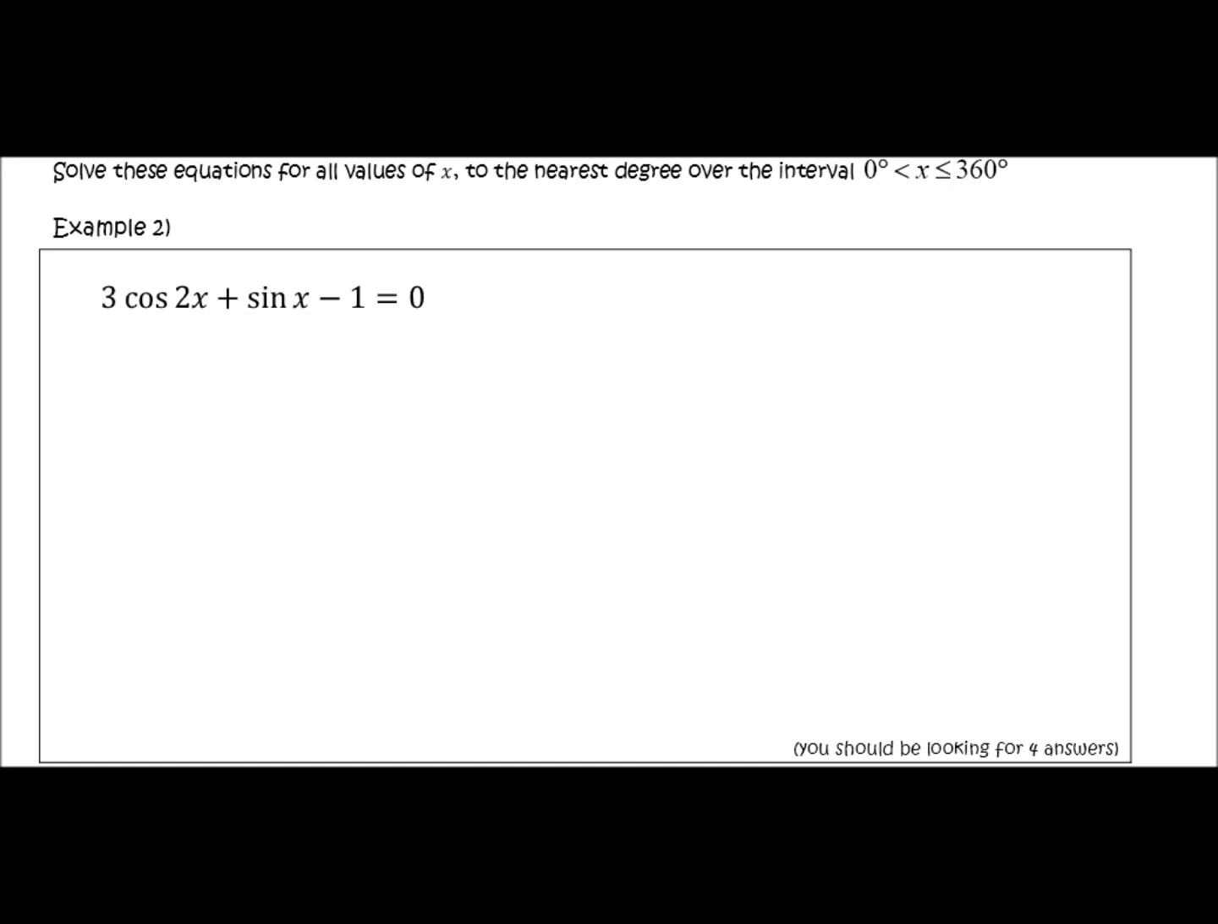Like here in example 2, we have 3 cos 2x plus sine x minus 1 equals 0. This cos 2x automatically should jump out at you. You can't use this double angle. We need to replace this double angle with something that it's equal to.